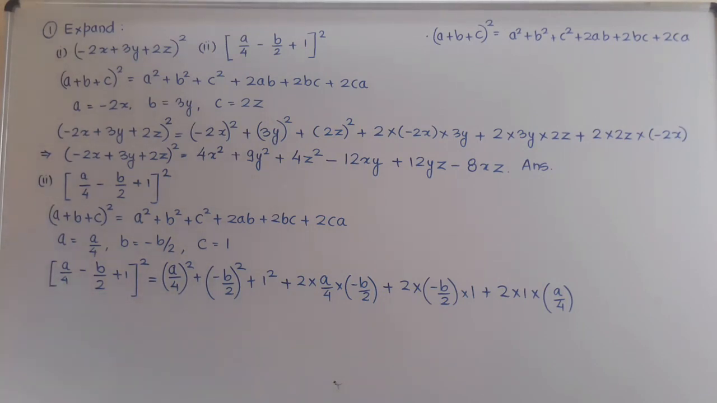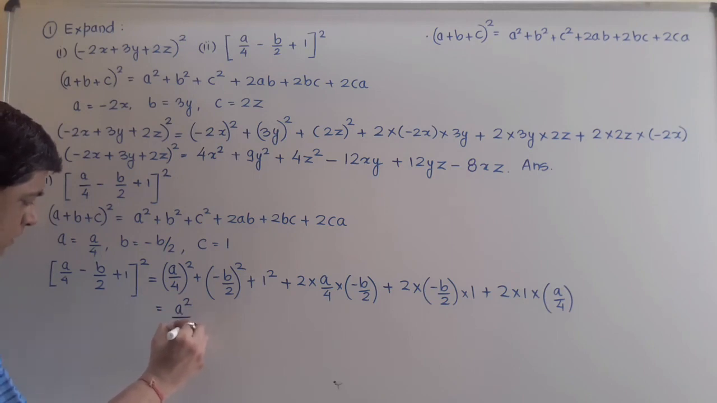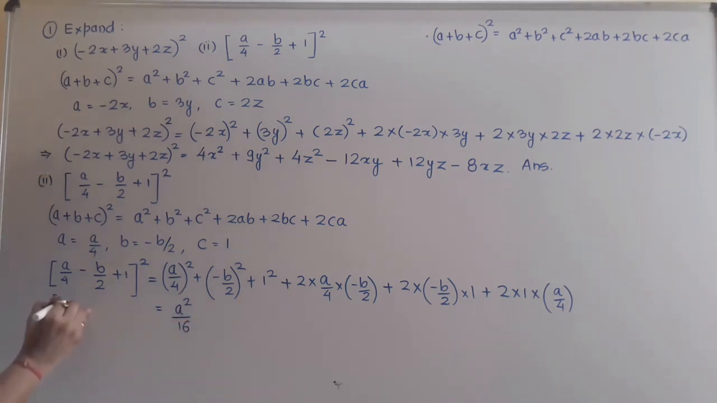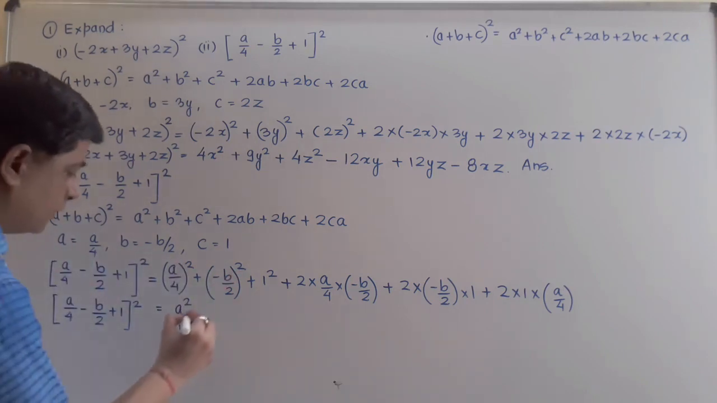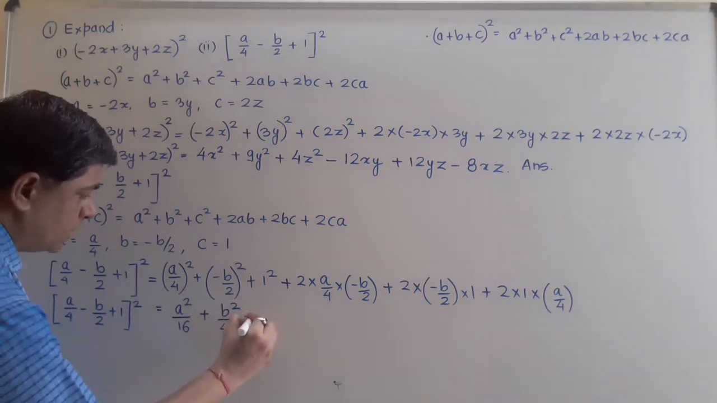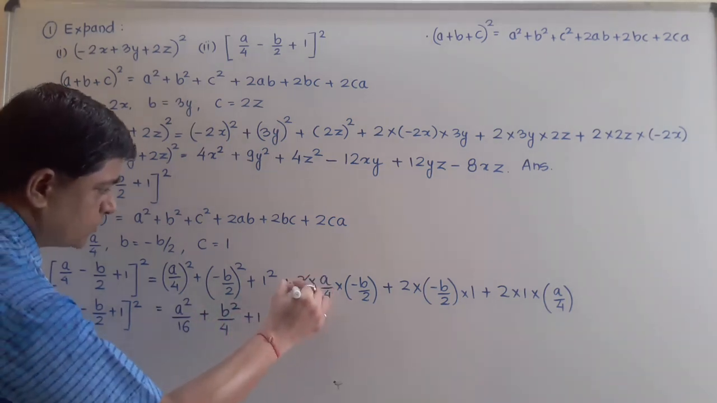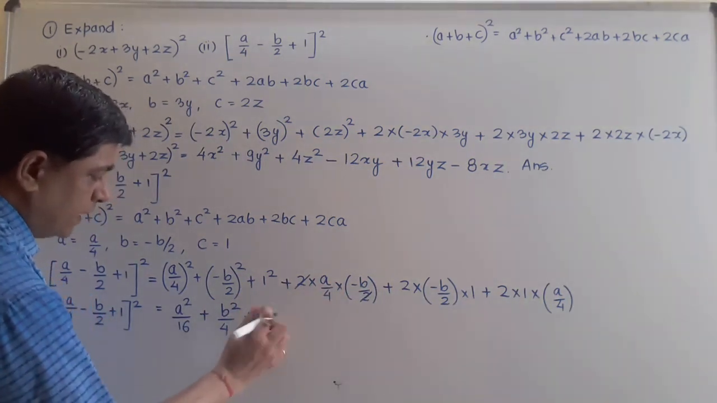So a upon 4 whole power 2 will become a square upon 16. I can copy this bracket also because now we are reaching the final step of the question: minus b upon 2 and then plus 1 whole power 2. Similarly the minus sign will be eliminated because the power is even. So plus b square upon 4 plus 1 plus, here you observe 2 and 2 I can cancel, plus into minus will become minus.